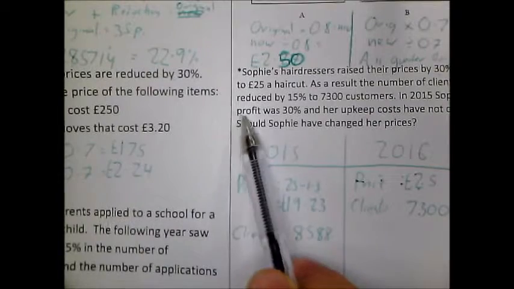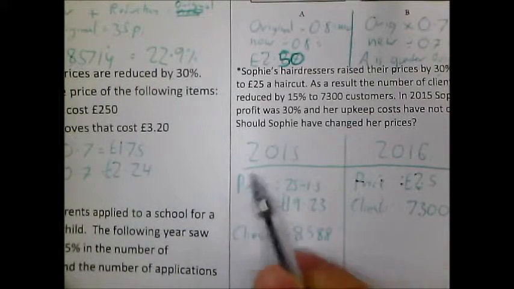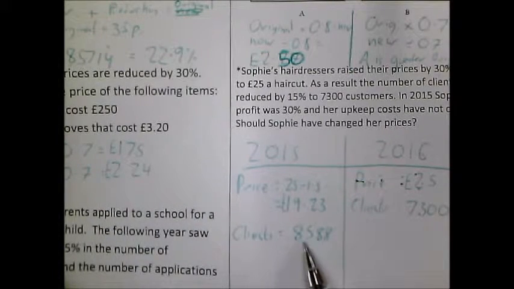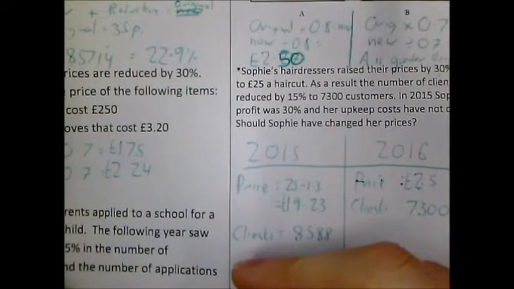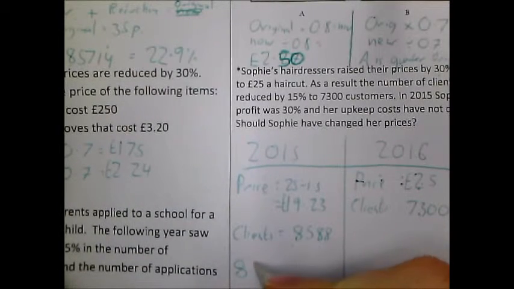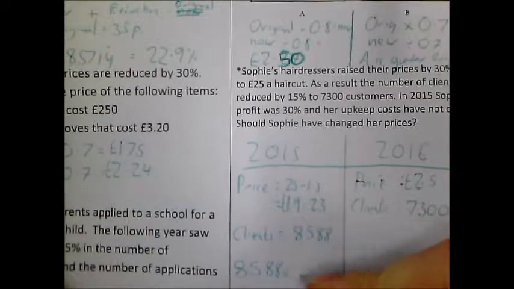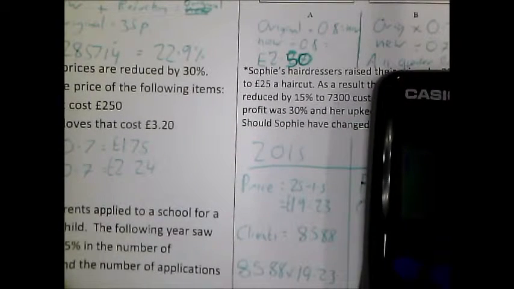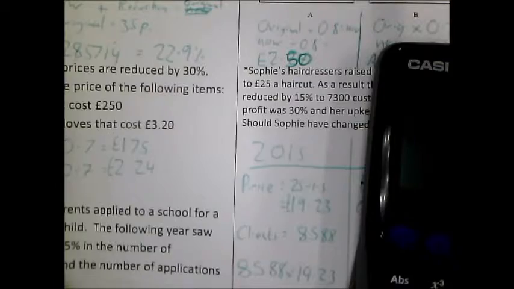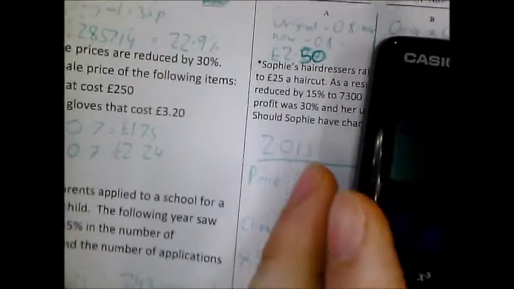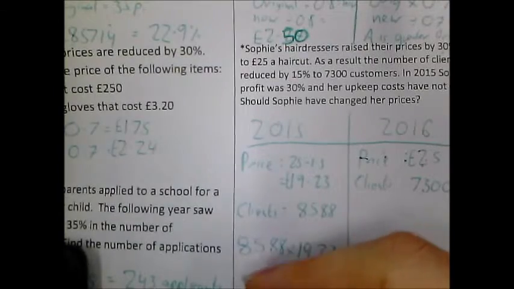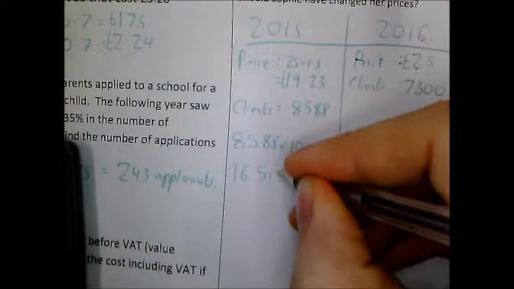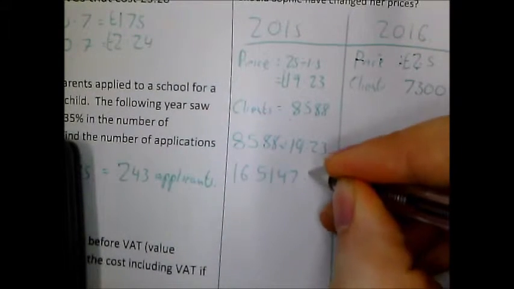Okay, now when we're dealing with profit, we need to know how much money they earned in each month. So if there was 8,588 clients and each one paid for a haircut for £19.23, we can work out how much Sophie earned in that month, in that year, by 8,588 multiplied by 19.23. £8,588 times by £19.23. So she earned on this year a quite lucrative £165,524.